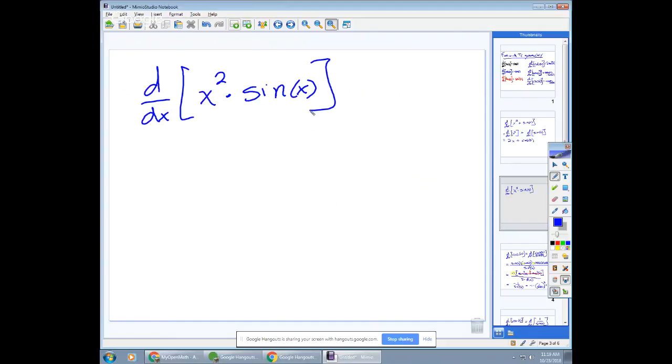All right, so the product rule says we have to take the derivative of one at a time. So the derivative of x squared is 2x, but leave the sine alone when you do that. And you're going to repeat that process for the other function. Leave the first function alone and take the derivative of the second.